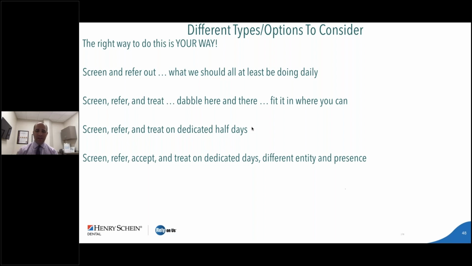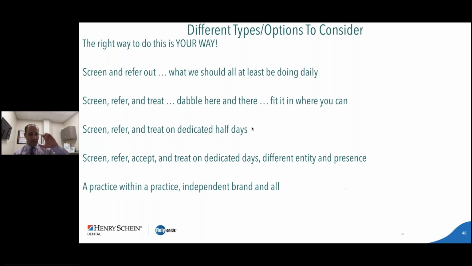So at that point, then you can maybe create a different entity and a presence within your practice a little bit, but it's starting to be separate so that patients almost have a little different of an experience than when they're coming in to get their teeth cleaned or get a filling done. And then next, you can do a practice within a practice, an independent brand and all.